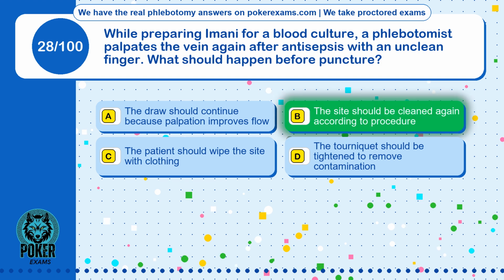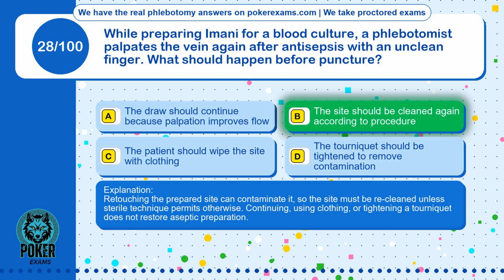The correct answer is option B. The site should be cleaned again according to procedure. Retouching the prepared site can contaminate it, so the site must be recleaned unless sterile technique permits otherwise. Continuing, using clothing, or tightening a tourniquet does not restore aseptic preparation.